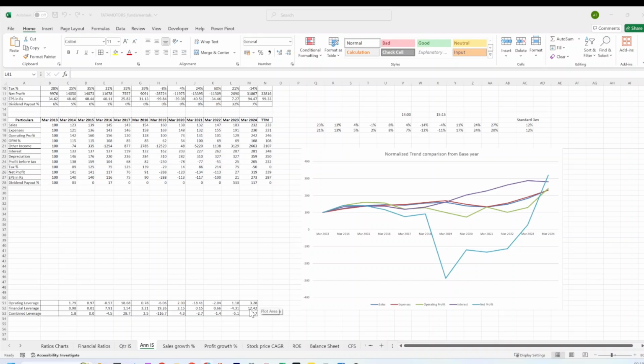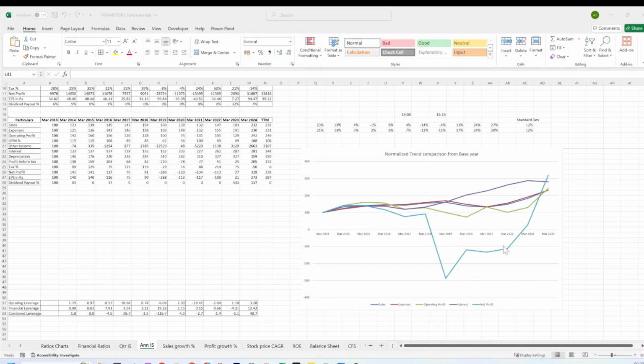Okay, and let's check the financial leverage. Financial leverage measures the impact of debt on net profit. Higher financial leverage indicates significant debt use. This increases earning potential but also increases the financial risk. Currently, our financial leverage is very high. It is at 12, which indicates a 1% increase or decrease in operating profit leads to a 12% change in net profit.